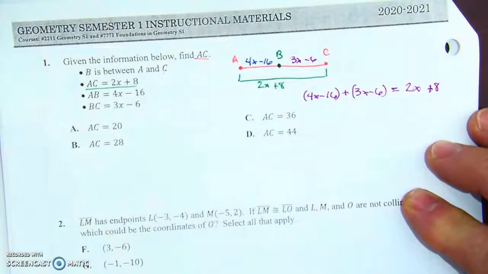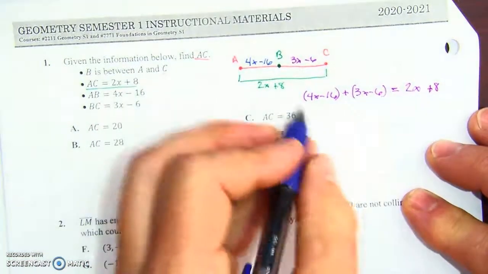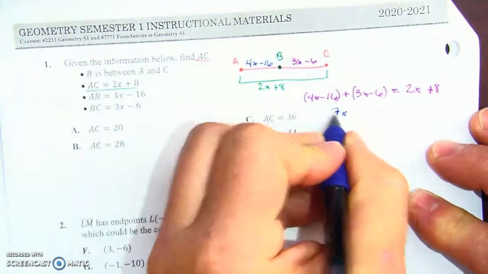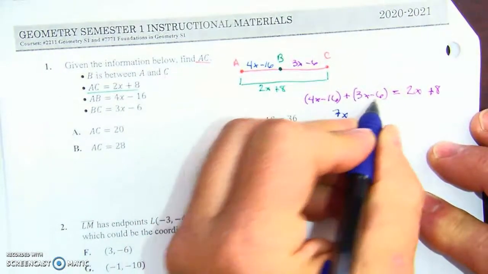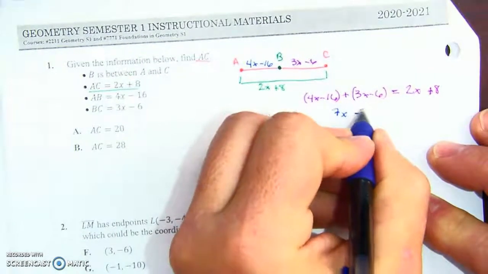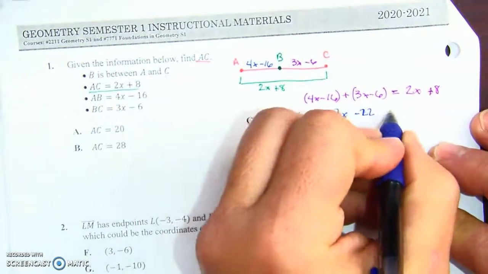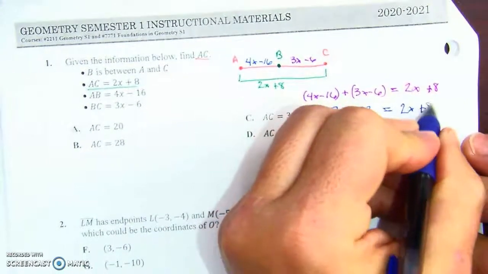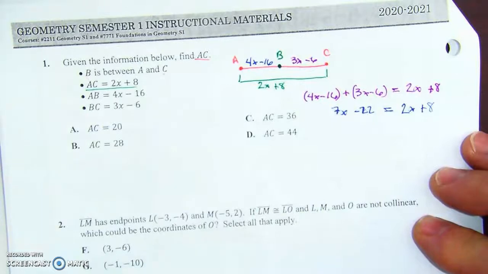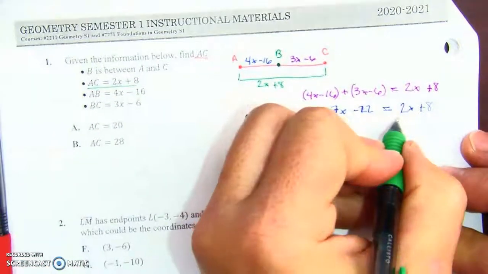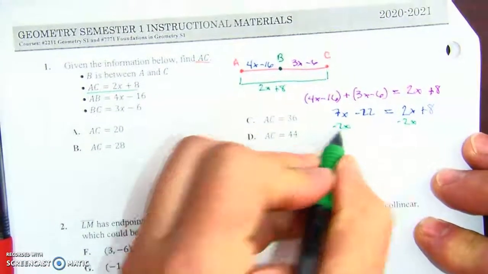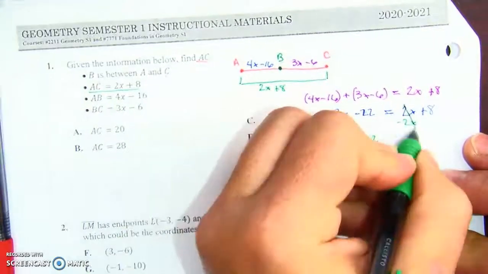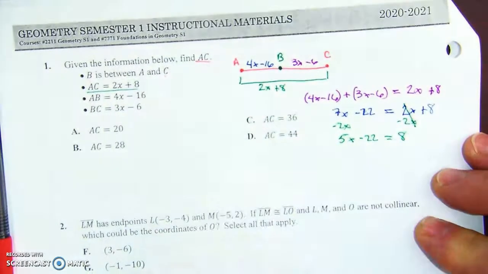Now all we need to do next is combine like terms on this left side. So 4x and 3x gives me 7x. Negative 16 and negative 6 gives me negative 22. And we set the whole thing equal to 2x plus 8. Now we do the math on here. We're going to subtract 2x from both sides. That gives me 5x minus 22. These cancel out, which gives me an 8 only.